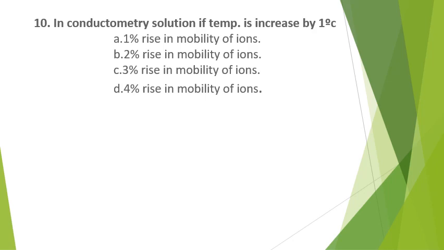MCQ number 10. In conductometry solution, if temperature is increased by 1 degree centigrade, then option A, 1% rise in mobility of ions. Option B, 2% rise in mobility of ions. Option C, 3% rise in mobility of ions. Option D, 4% rise in mobility of ions. And our correct answer is option B, 2% rise in mobility of ions. In conductometry solution, if temperature is increased by 1 degree centigrade, there is 2% rise in mobility of ions.